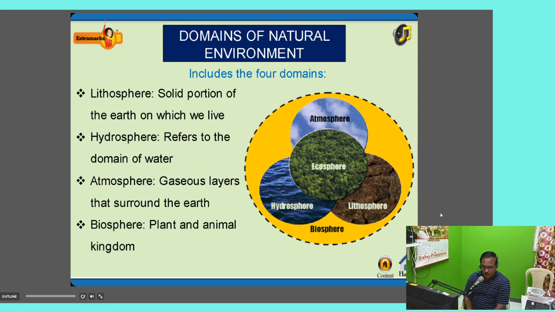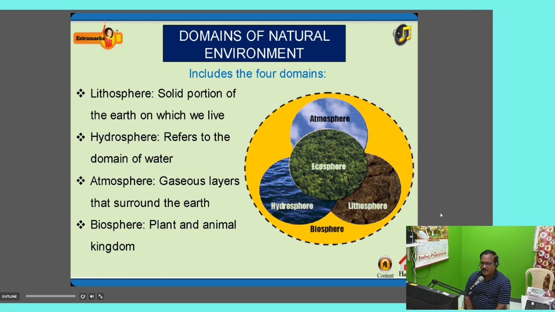Here you may be getting short answer questions also. One mark: what is lithosphere? Lithosphere is nothing but the solid portion of the earth on which we live. And then you may be getting one more question: what is hydrosphere? It refers to the water, right? Water which is there on the earth comes under hydrosphere.